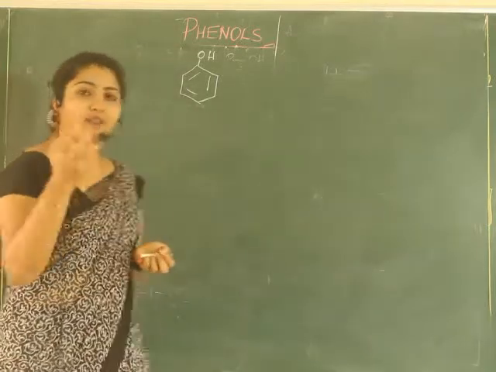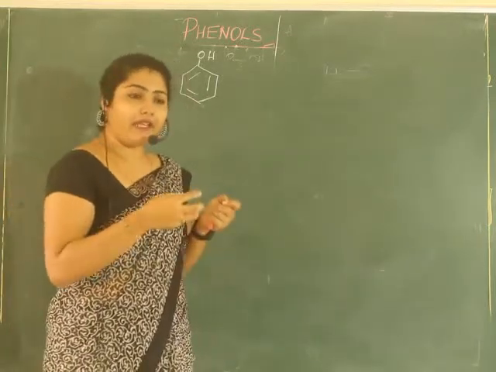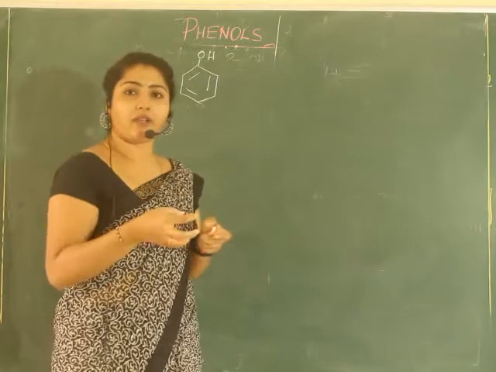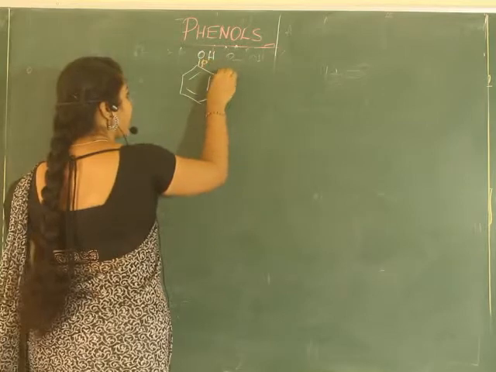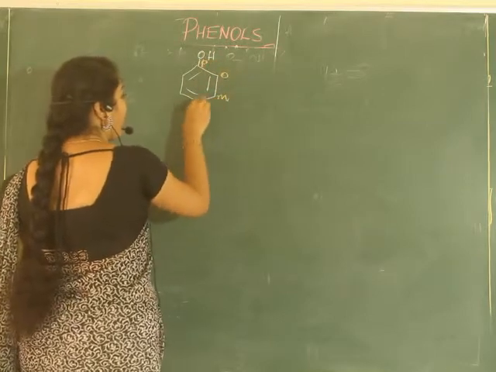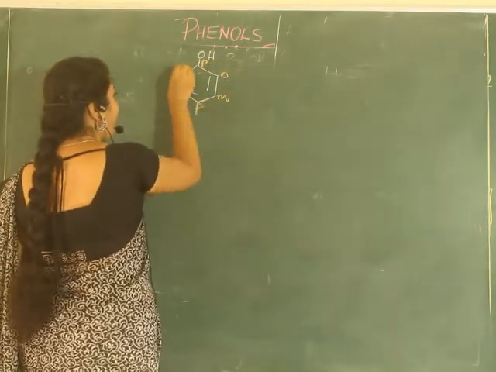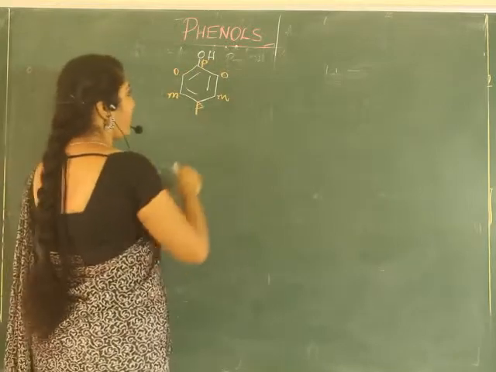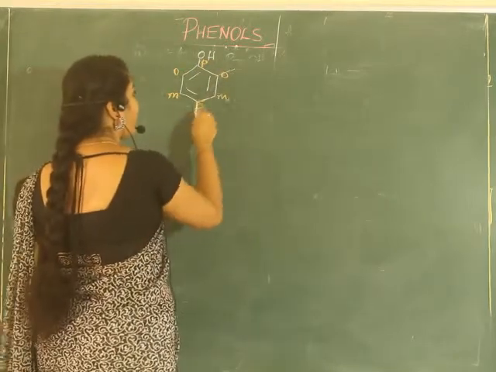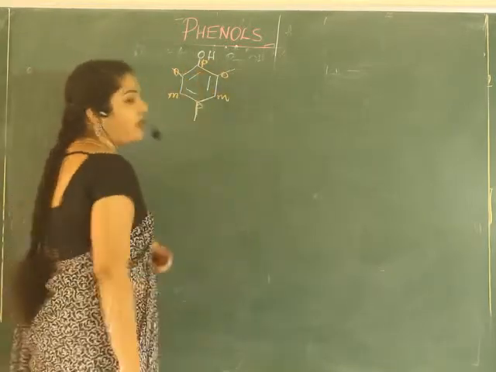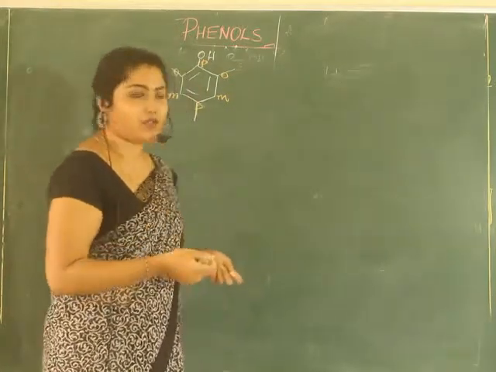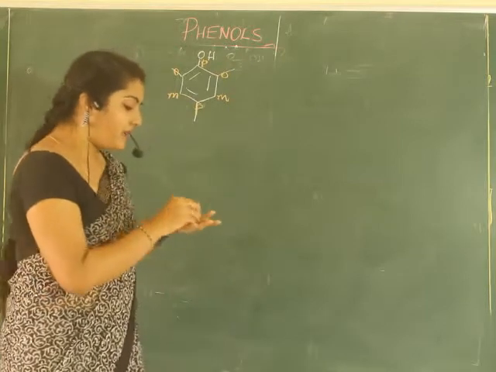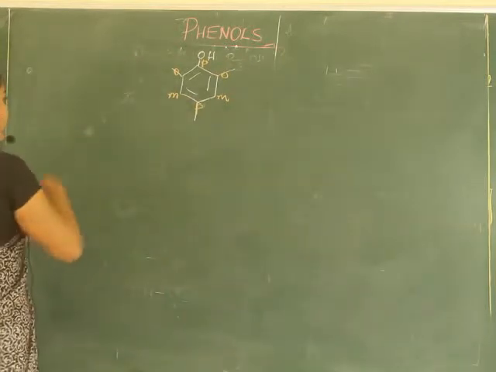And about the effect of substituents, if electron withdrawing groups are present in ortho and para positions, you know which is ortho, para. This is para, ortho, meta, this is para again, meta, ortho. If the electron withdrawing groups are present in ortho and para positions, then they show more acidity. They show more reaction.